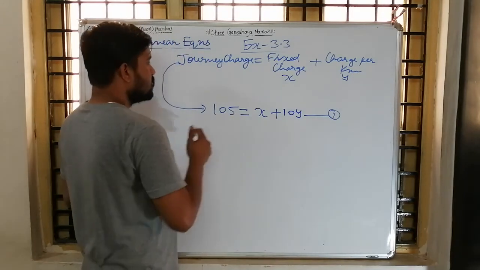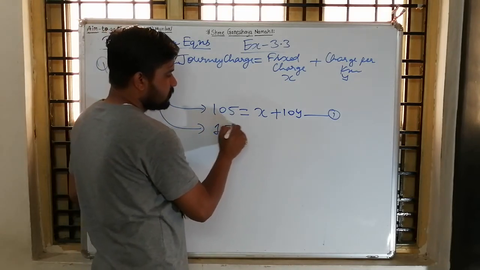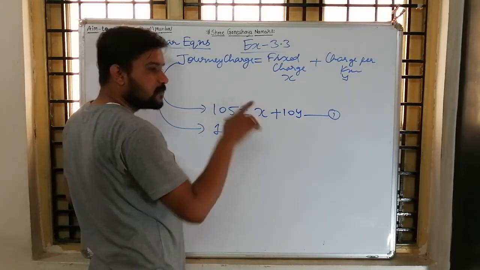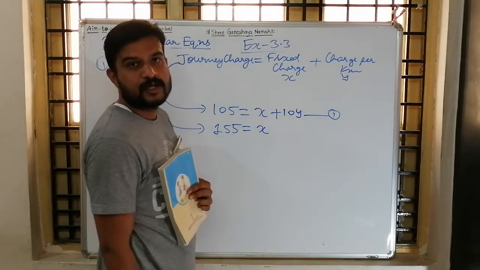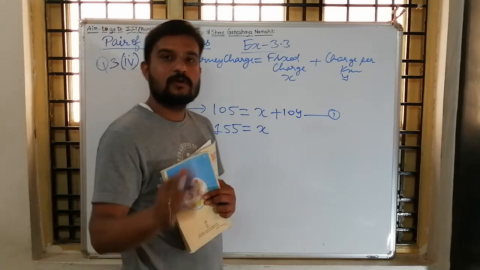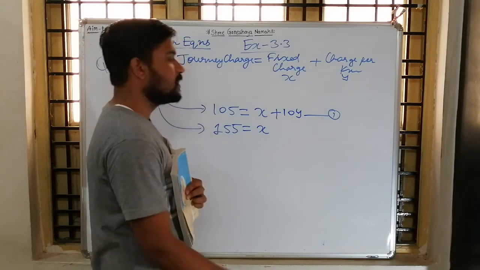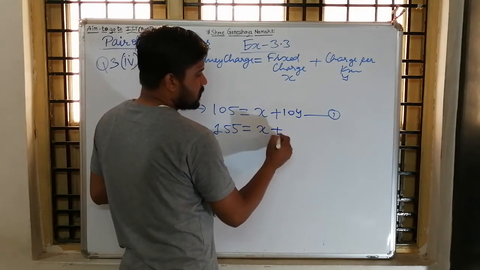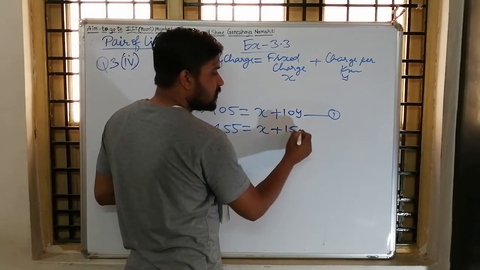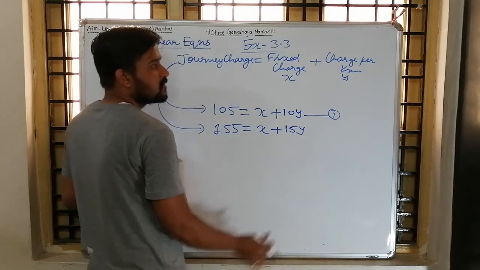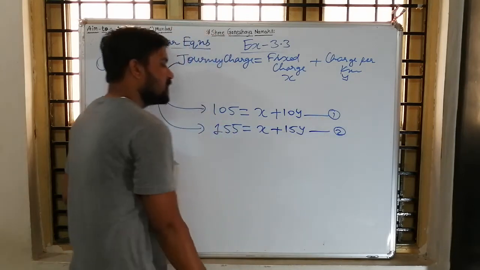ओके, सिमिलरली फॉर सेकंड कंडीशन, जर्नी चार्जेस रुपीस 155, तो उसमें भी आपको फिक्स्ड चार्ज देना पड़ेगा. Because it is constant, everyone has to pay. अगर आप 5 किलोमीटर भी ट्रैवल करते हो तो आपको फिक्स्ड चार्ज देना है. आप 10 किलोमीटर भी ट्रैवल करते हो तो आपको फिक्स्ड चार्ज देना ही है. So x plus, अभी सेकेंड कंडीशन में आपने डिस्टेंस ट्रैवल किया है 15 किलोमीटर का, इसलिए 15y, क्योंकि चार्ज पर किलोमीटर इज y. So 15y, this is your second equation.